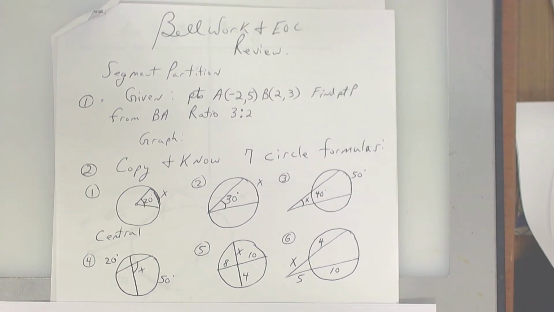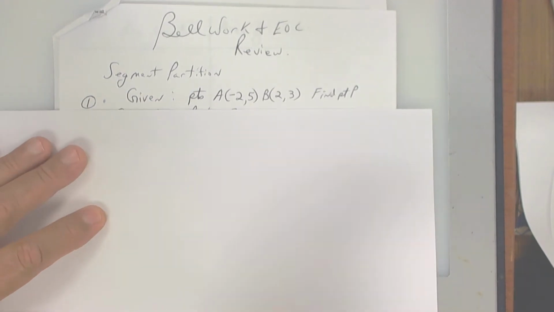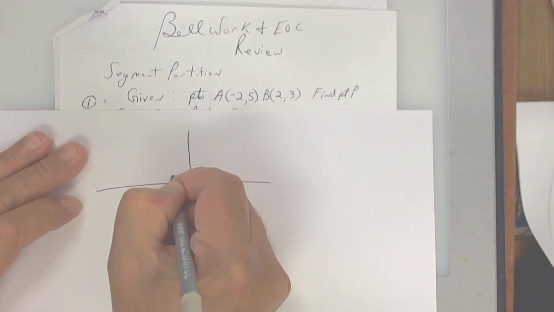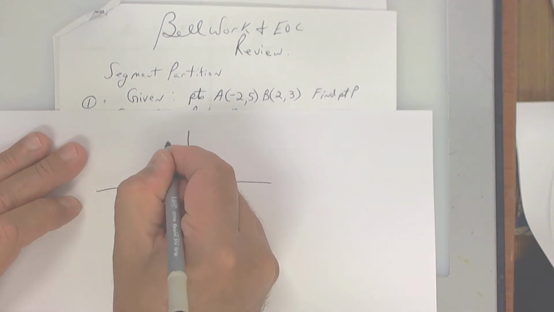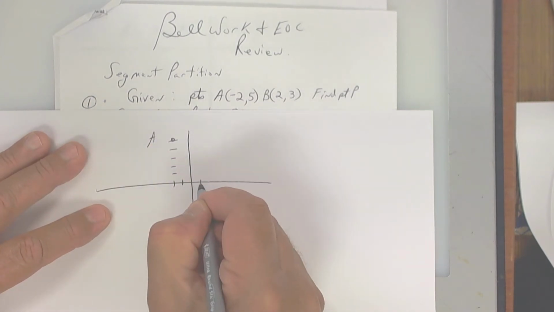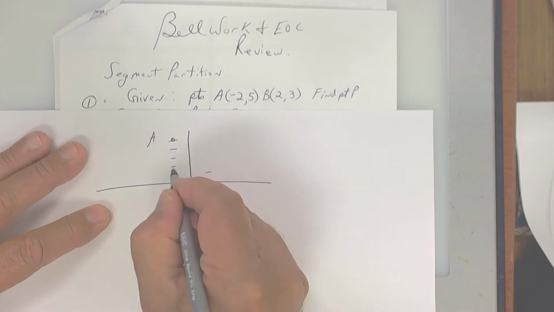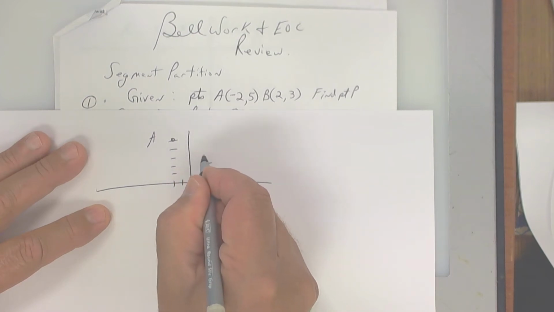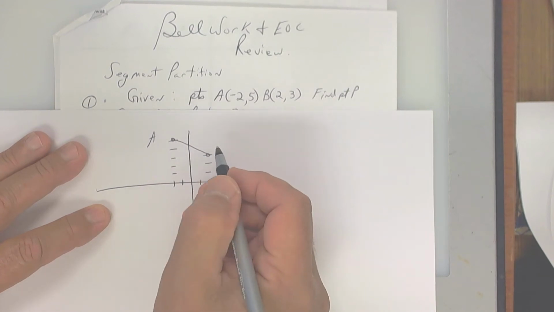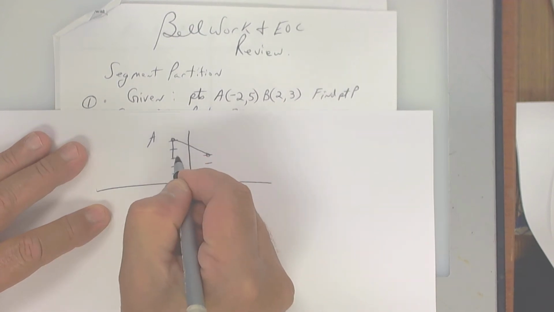So let's graph it first. So put A, -2, up 5. This is point A. And then point B is over 2, up 3. So there's your graph. Now let's draw a right triangle here.